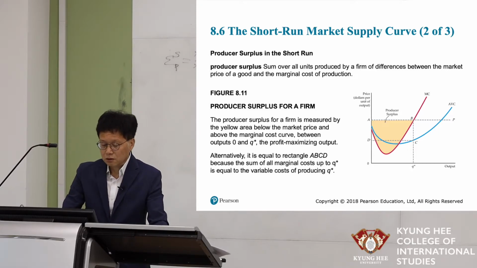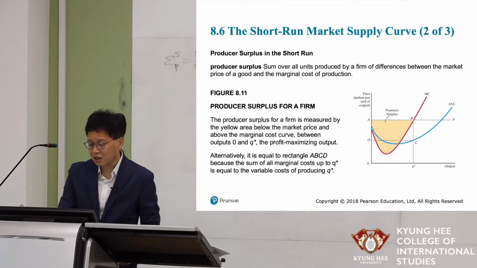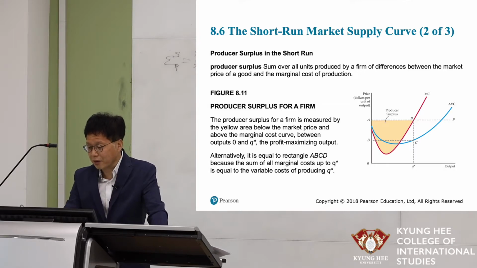Okay. Also, slide number 20. What is producer surplus, as shown? Producer surplus is the sum, over all units produced by a firm, of the differences between the market price of the good and the marginal cost of production. That is the definition of producer surplus, right? You already studied this kind of concept in introductory level microeconomics. It is the area below the price and above the supply curve or marginal cost curve. So this area is producer surplus, right?